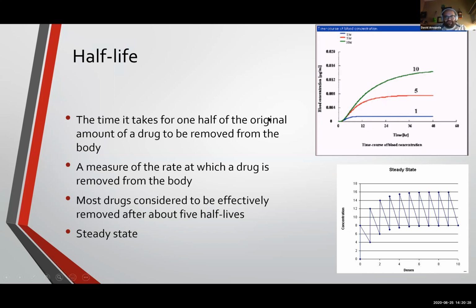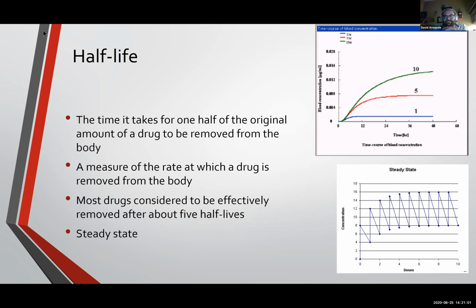Half-life. That's what we're doing right now. The half-life is the time it takes for half of the original amount of drug to be removed from the body. Certain medications have a 3-second half-life. Certain medications have a month half-life, and anywhere in between. With that being said, how many half-lives does it take for a medication to be completely removed from your system, or considered completely removed from your system?